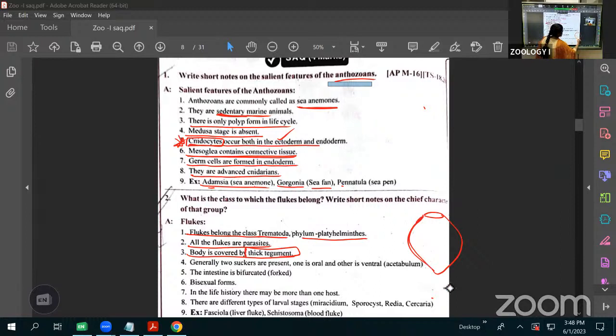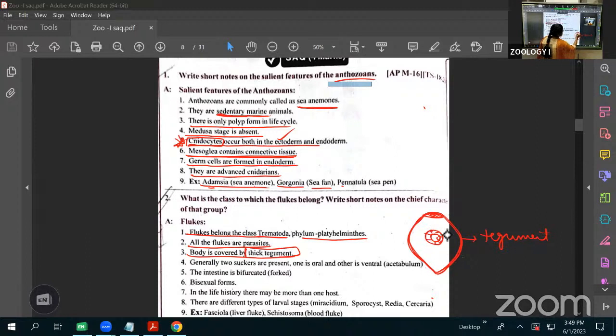Surrounded by the outer, protective thick layer is present for protection from the host digestive enzymes. That thick layer surrounding the body is called the tegument. Next, generally two suckers are present. One is the oral sucker, here on the oral side. The other is the ventral sucker, present ventrally.